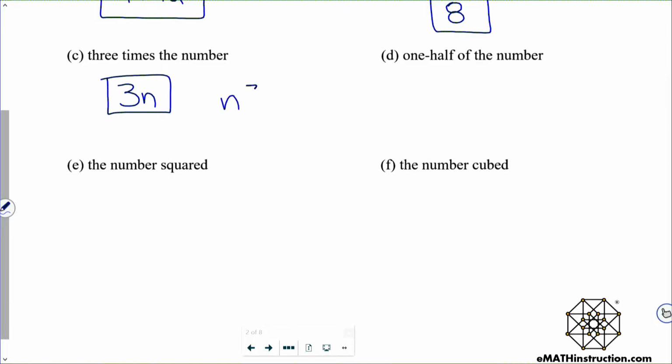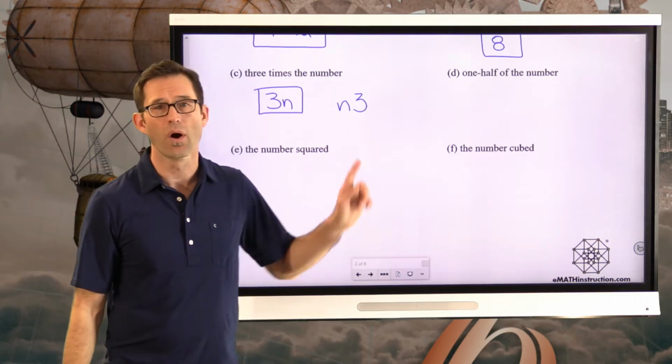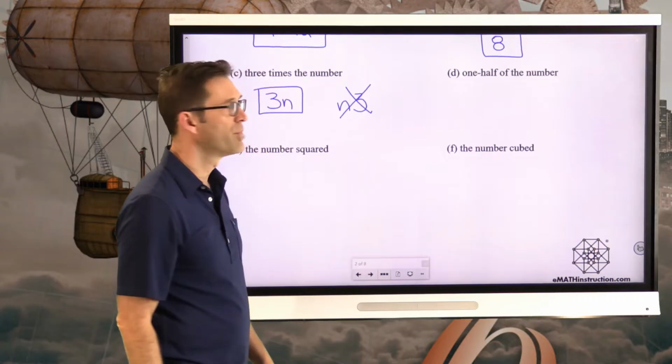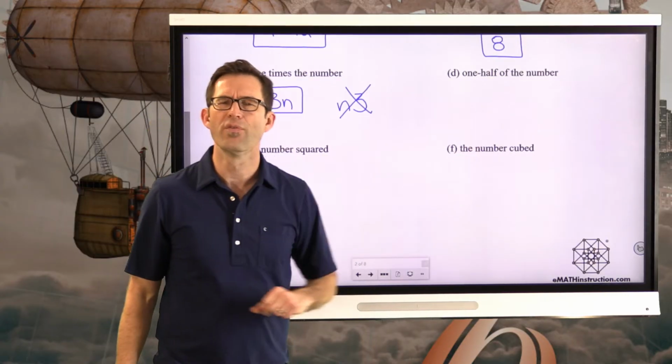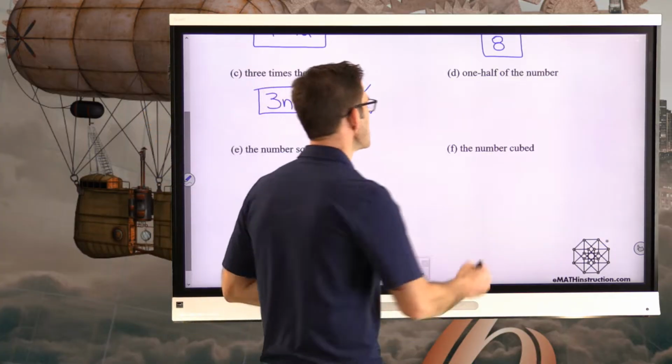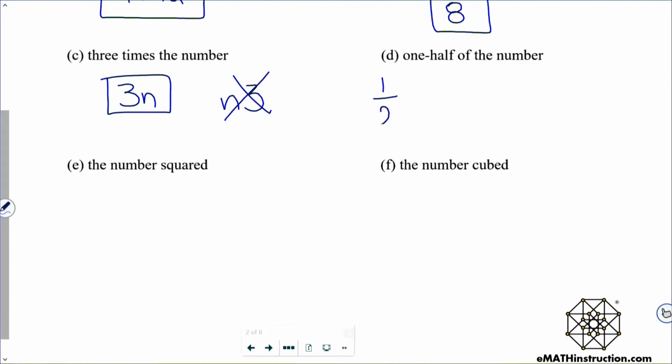Remember, please don't write it like this. There's just something so wrong about that. So wrong. None of that. 3n, not n3. All right, 1/2 of the number. This can actually be written in 2 very acceptable ways. One way to do it is just 1/2 times n. So that's a really great way to do 1/2 of the number.